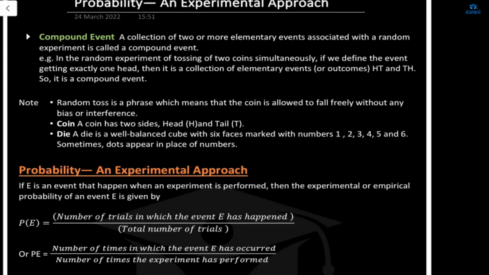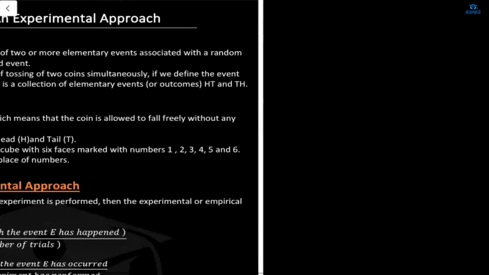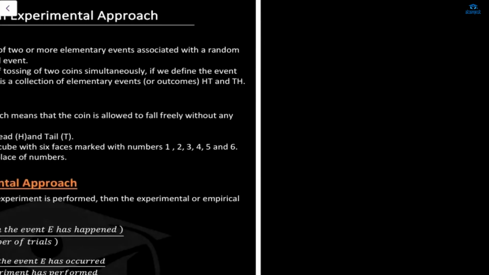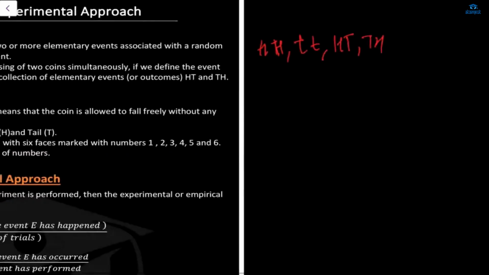Now here, take the example where you have tossed two coins. When you toss two coins, you get four options: head head, head tail, tail head, and tail tail. But if I am talking about the outcomes for the probability of getting only one head.